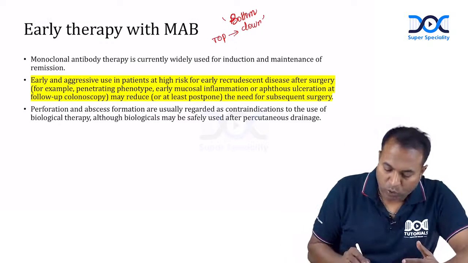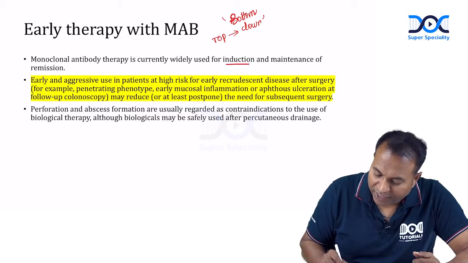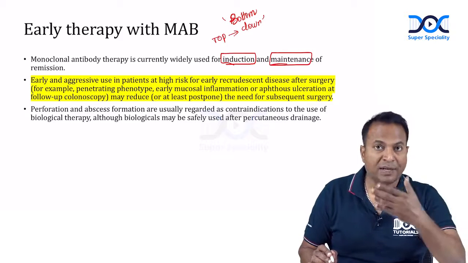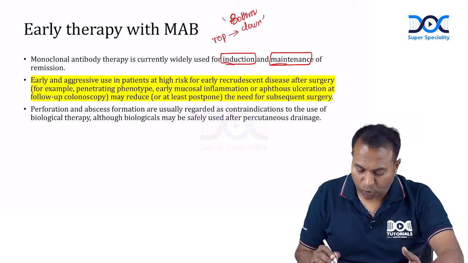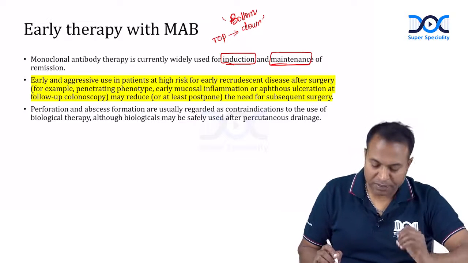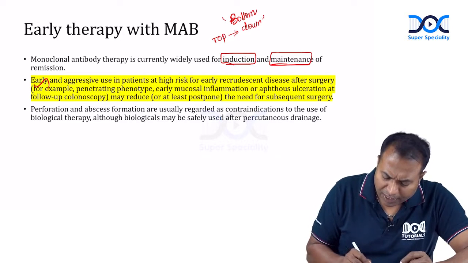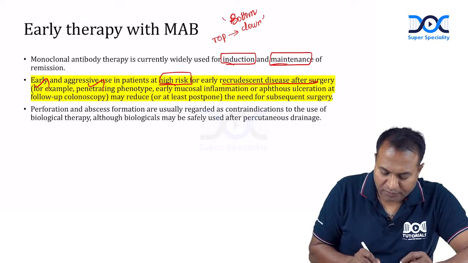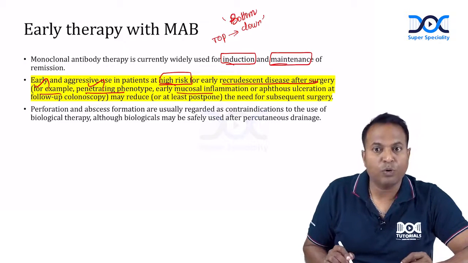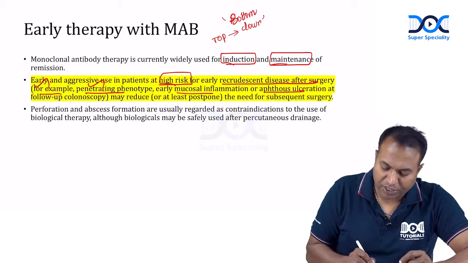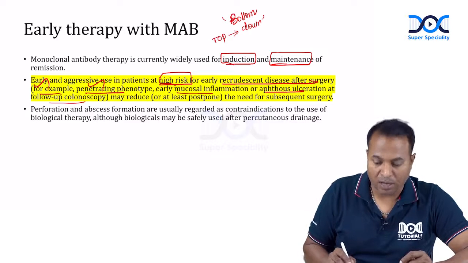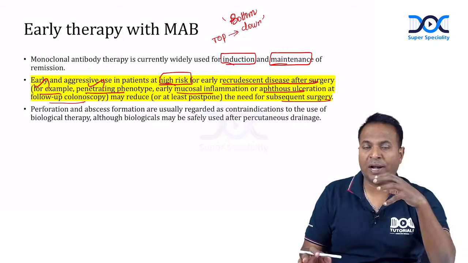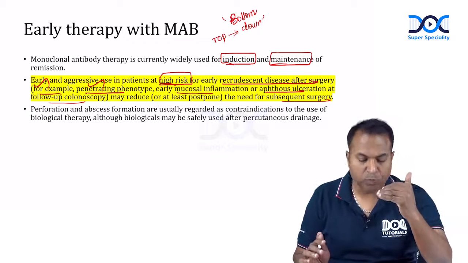So, monoclonal antibody is currently widely used for induction and maintenance. Initially, we would never use them; we would use the basic other drugs, and when they were not responding, we would go for monoclonal antibodies. Now, we can use these drugs first. Early aggressive use in patients at high risk of early recurrence after surgery, for example, penetrating type, early mucosal inflammation, or aphthous ulceration at follow-up colonoscopy, may reduce or at least postpone the need for subsequent surgery. So, by starting with an aggressive monoclonal antibody, the need for surgery can be postponed.